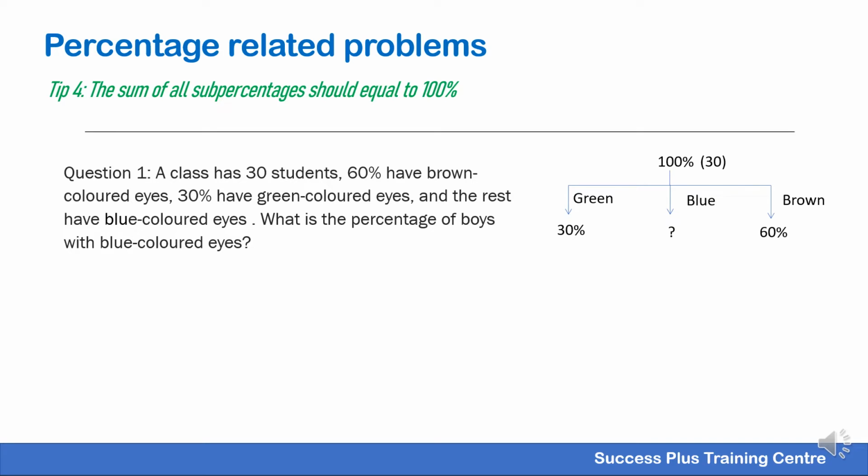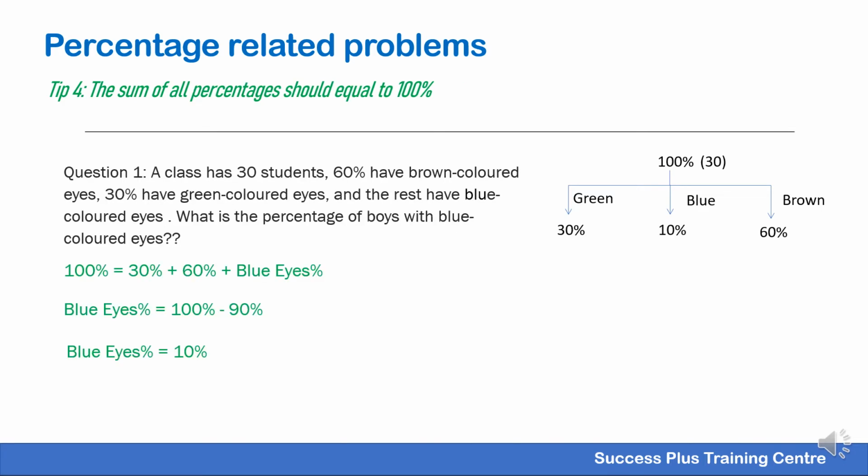Now the representation of green-coloured eyes in the class equals 30%. The brown-coloured eyes equals 60%. What is the representation of blue-coloured eyes students in the class? Pause the video and have a go at it. Using the tip above, the sum of all sub-percentages should always equal 100%.